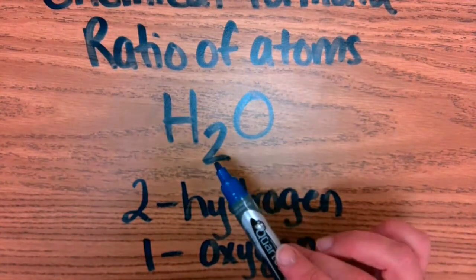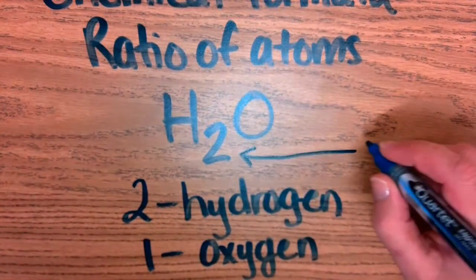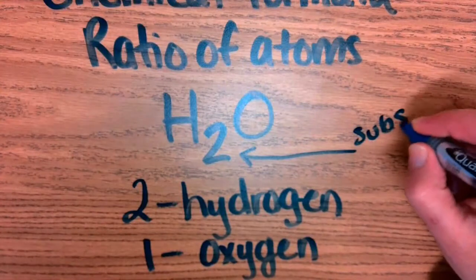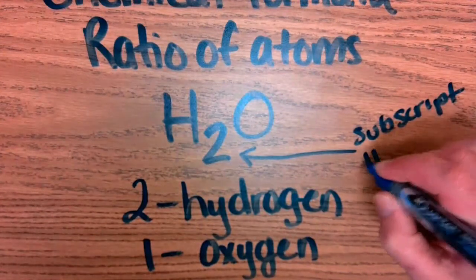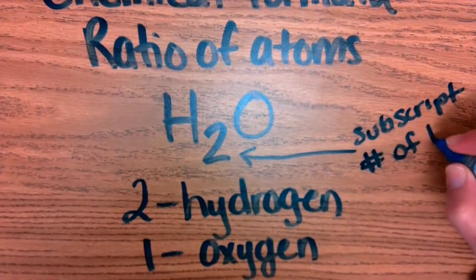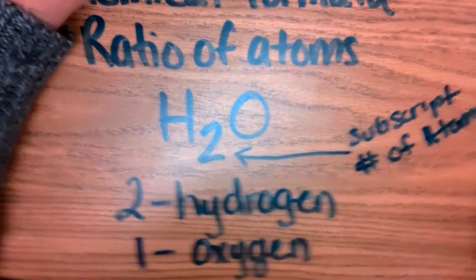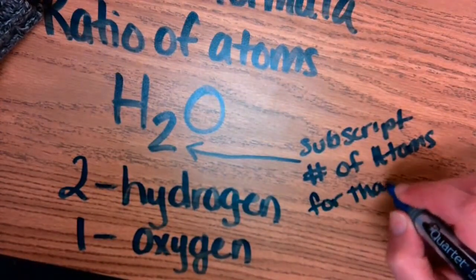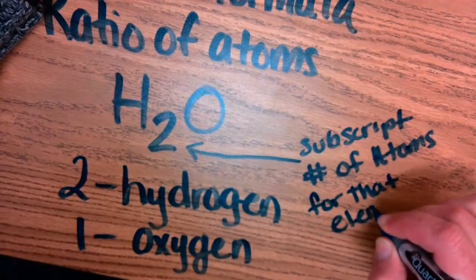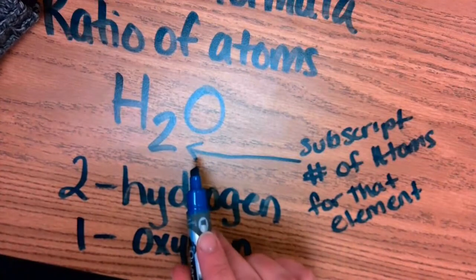It is very important to understand that this small number here, this subscript, represents the number of atoms for that element. Okay, so this is a subscript.